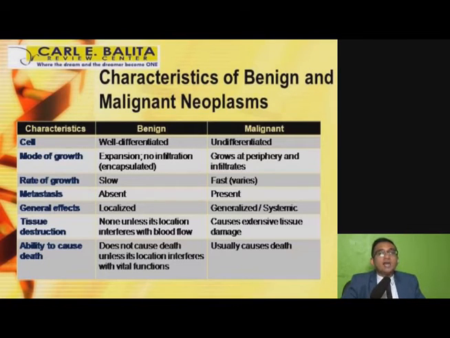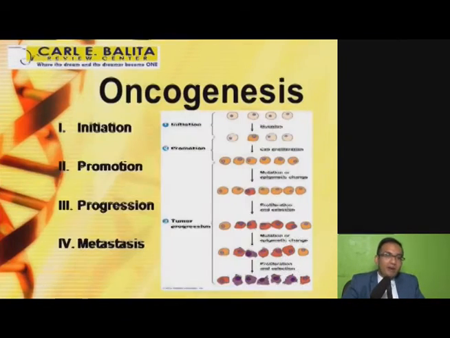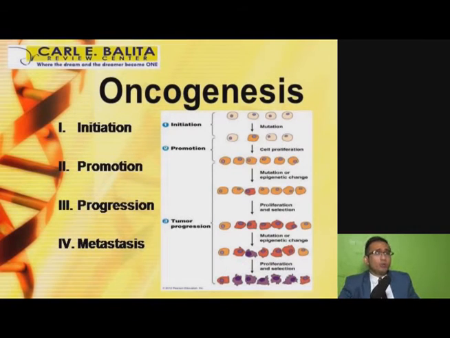Now, how do cancer cells proliferate? Paano? Let's start with oncogenesis. When we talk about oncogenesis, it talks about cancer development, cancer progression. Now, we have 4 stages of cancer development. Number 1, stage of initiation. Number 2, stage of promotion. Number 3, stage of progression. And number 4, stage of metastasis.